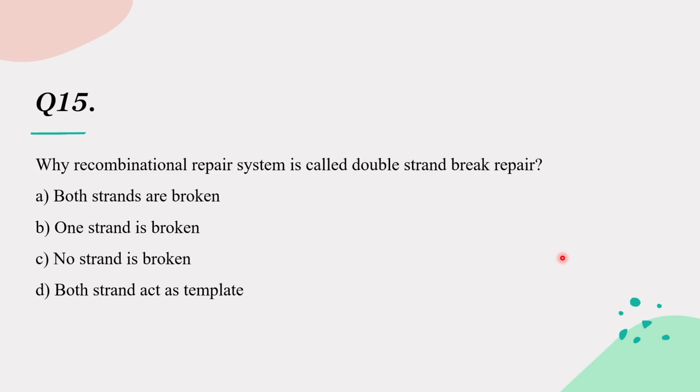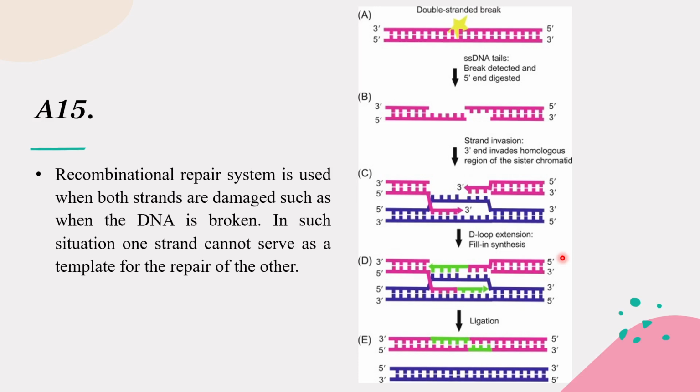So generally in the DNA replication process only, both strands act as template. One will be the leading strand, another will be the lagging strand, no difference between them. Understood? So it's a general process of DNA replication where both strands act as template. In case of recombinational repair system, it is called double strand break repair because both strands are broken. Let's see how it works.